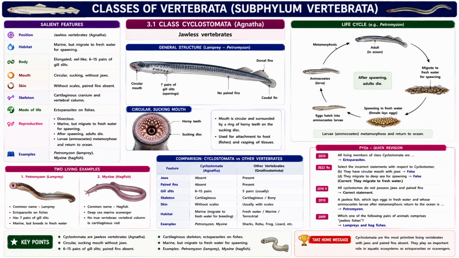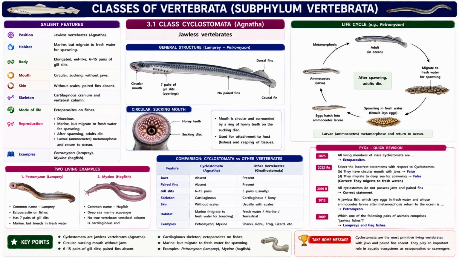Classes of the Vertebrata. Subphylum Vertebrata has many classes. Let's see first of all the salient features. The salient features of the Vertebrata are jawless vertebrates, Agnatha. They are marine but migrate to fresh water for spawning. Spawning is the releasing of the offspring and male gametes. It's part of reproduction. Elongated, eel-like, with 6 to 15 pairs of gill slits. Circular, sucking mouth without jaws.